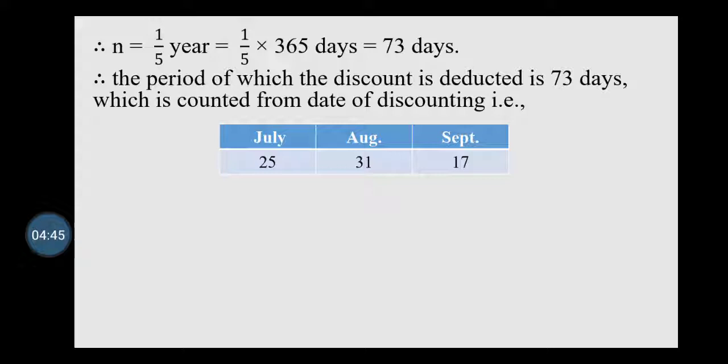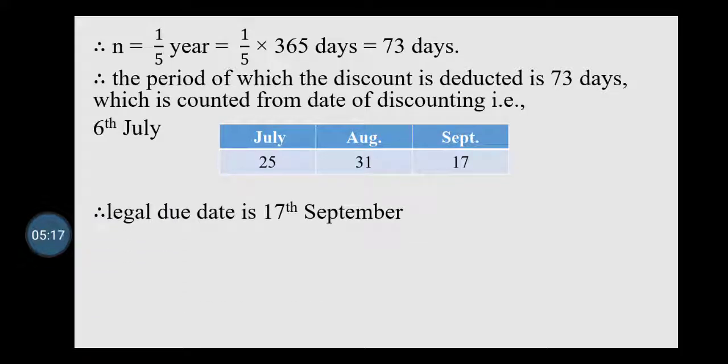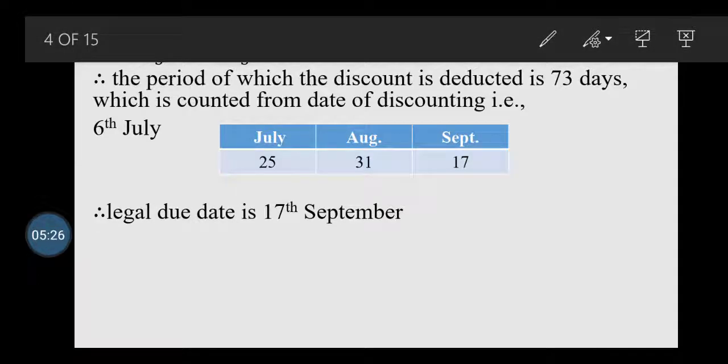So, there are 25 days of July, 31 days of August. When we add 25 plus 31, we will get 56. But we want 73. That means after this 56 we require 17 more, and these 17 days are from September. Okay, is it clear? Therefore, legal due date is the 17th September. From this table, we know that the legal due date is the 17th September.